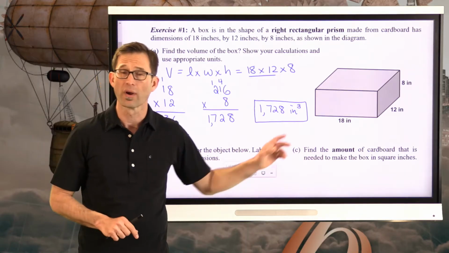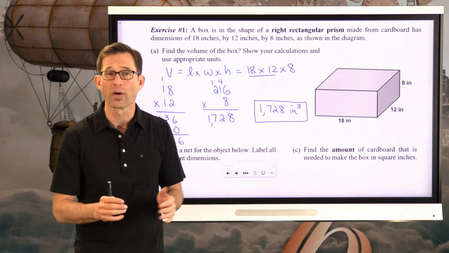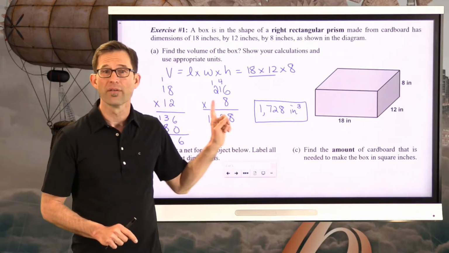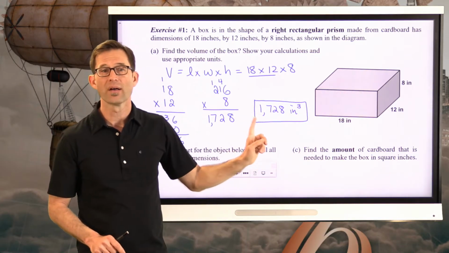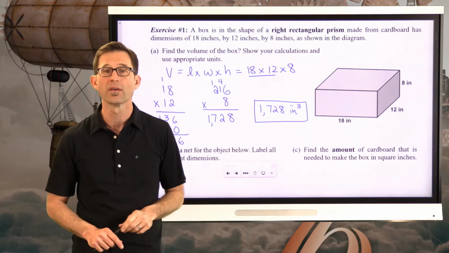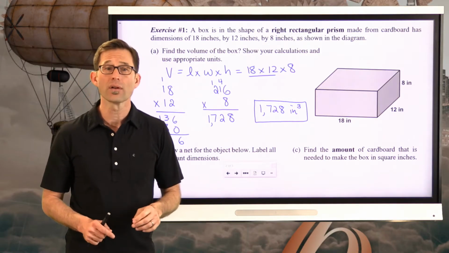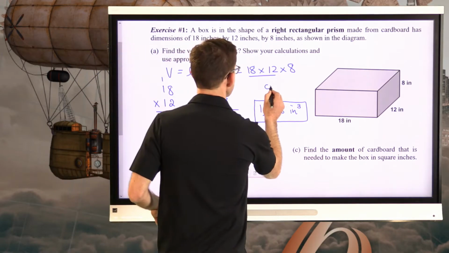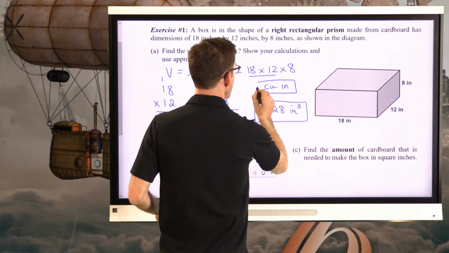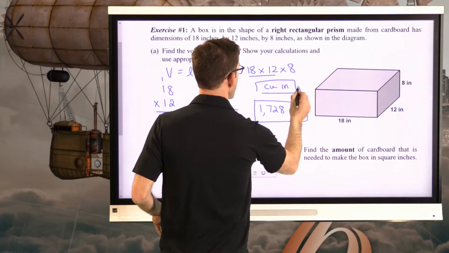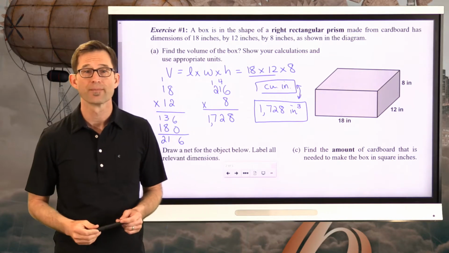Now, volume is relatively easy of a right rectangular prism because we tend to have to do two products. The first product is the length times the width. We get that area of our base. Then we multiply the area of the base by the height, and we get the volume, 1,728 cubic inches. And again, you can either write it like that or you can literally write it like this, C-U-I-N. Both of these are fine. You may want to check with your teacher which one she or he prefers.